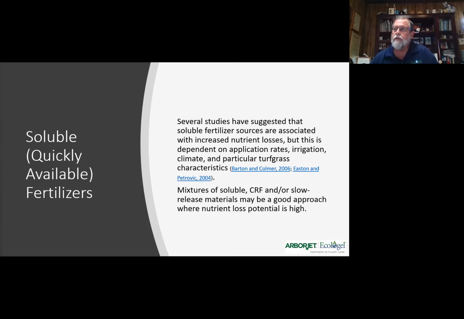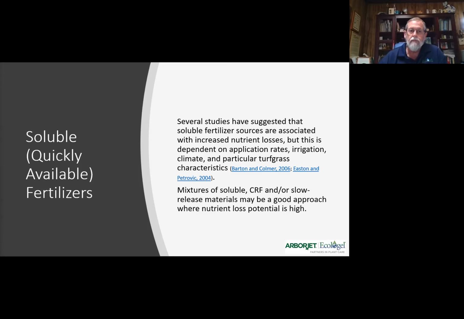And now there are several studies that suggested that these soluble sources are associated with increased nutrient losses through things like leaching and the surface runoff that we talked about earlier. But again, this is dependent on application rates, your irrigation practices, the climate, and particularly turfgrass itself. And we'll see with some of the studies I'm going to cite that it really does vary.